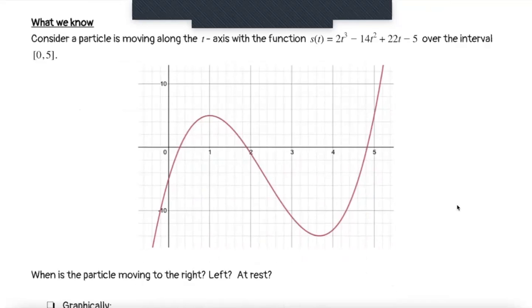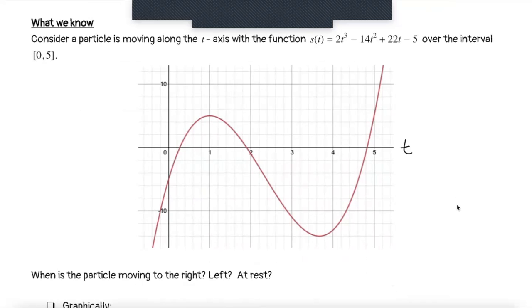All right, so consider a particle moving along the t-axis. So I'm gonna go ahead and put a t over here. So we know that is representing time. With the function s of t equals 2t cubed minus 14t squared plus 22t minus 5 over the interval 0 to 5.